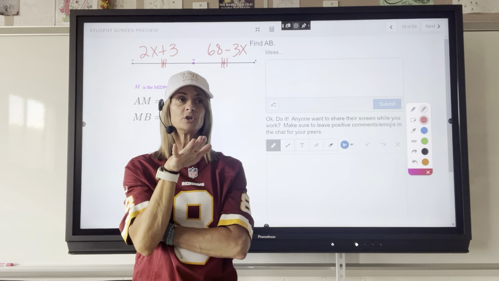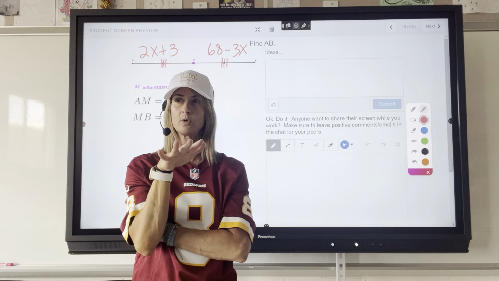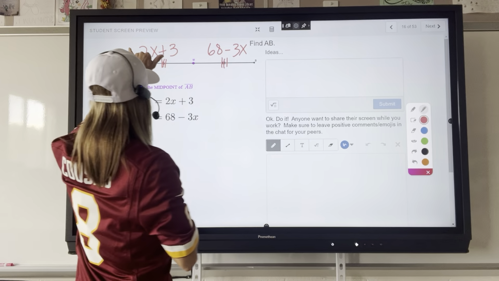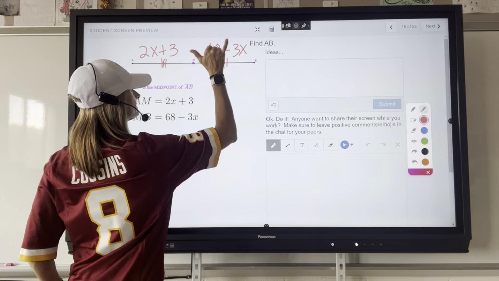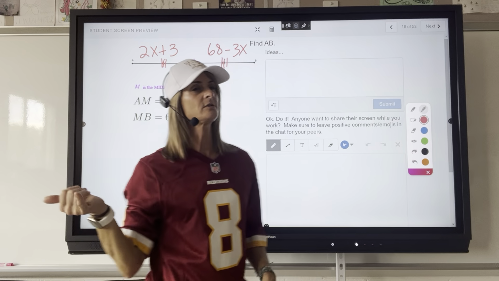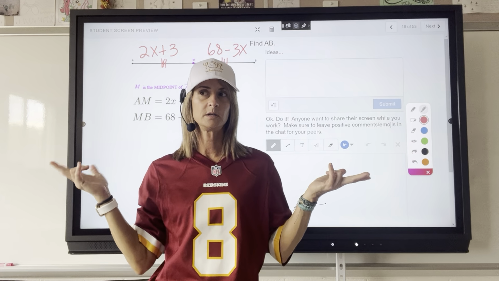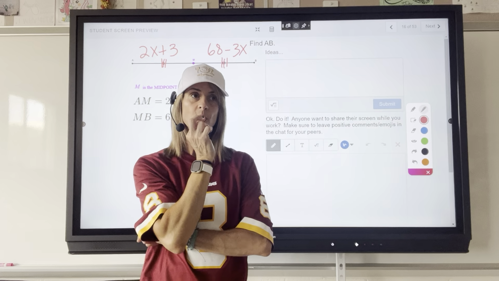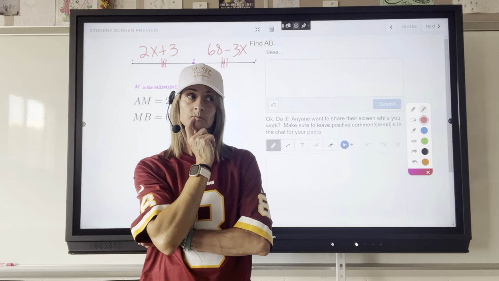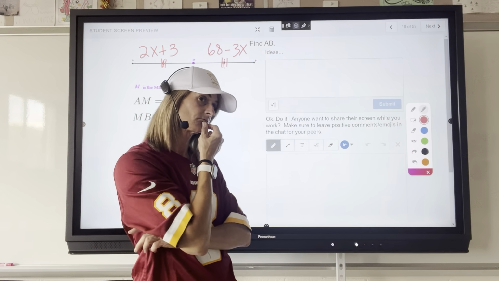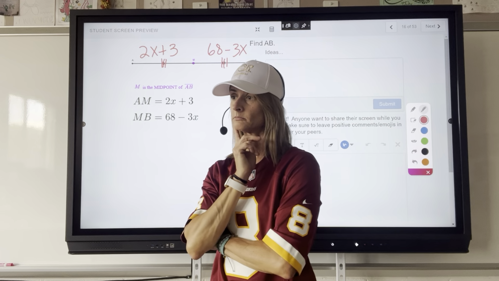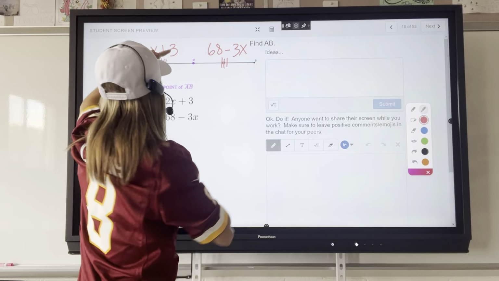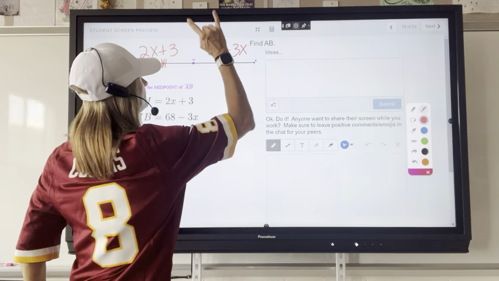I know this is new, and it's totally new. We've never seen this before. But they did tell us that this segment is the same length as this segment. How do we say things are the same in math, in an equation? Equal sign. So how would that look as an equation? 2x plus 3 equals 68. That's it. 2x plus 3 equals 68 minus 3x.